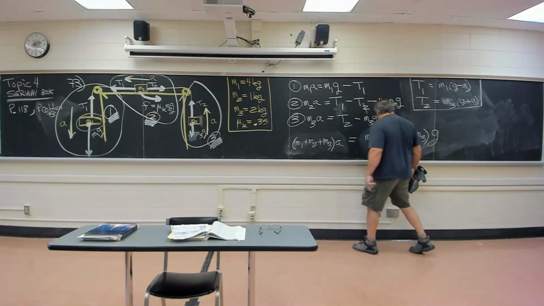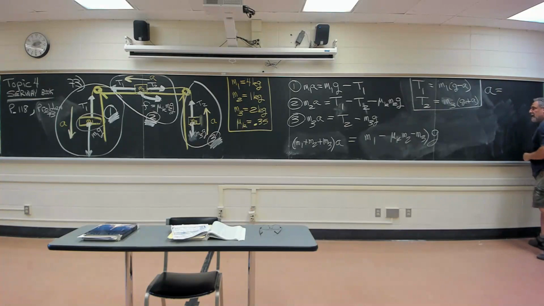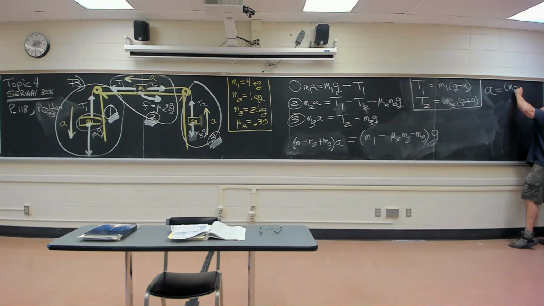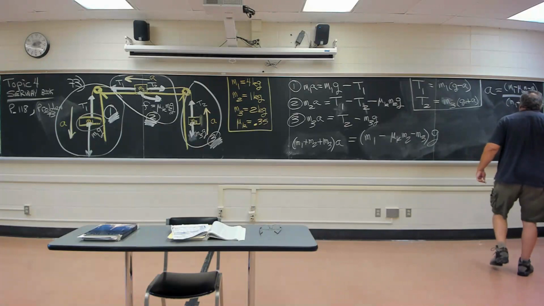Divide by this entire quantity on each side, and we end up getting this. Sorry guys, it should have been like that. Okay. We've got M1, minus mu sub k, M2, minus M3, over M1, M2, M3, the whole thing times G. I pulled the G out of there. Well, okay, this is pretty interesting. This is for the situation where there's friction involved.